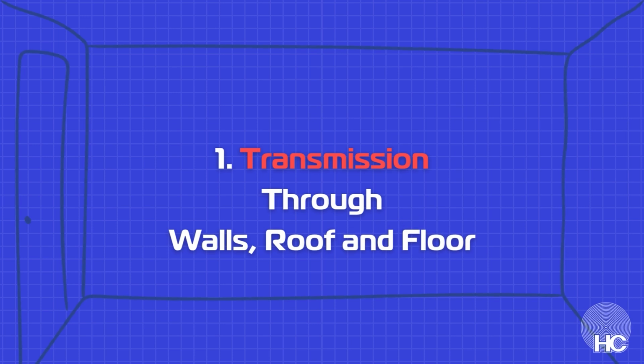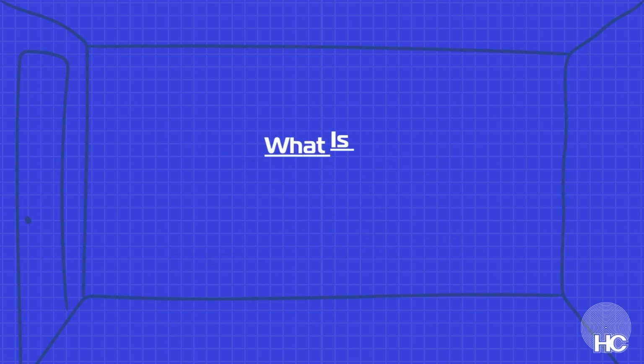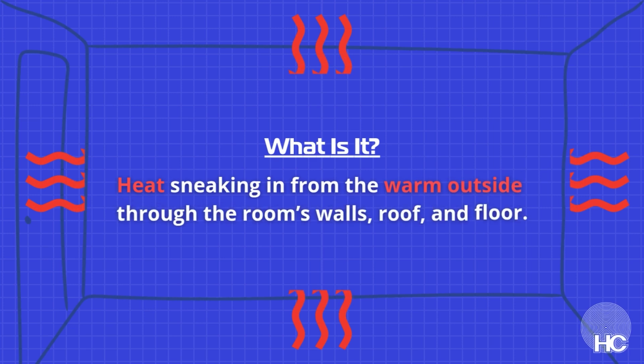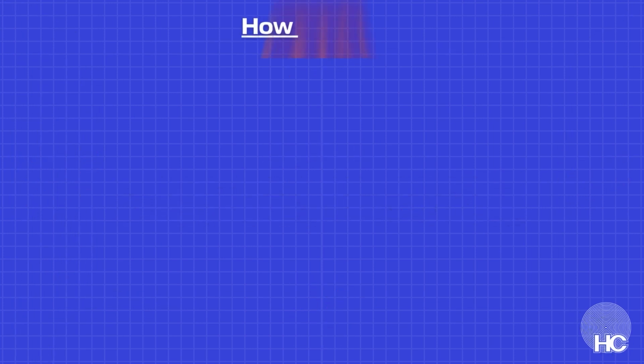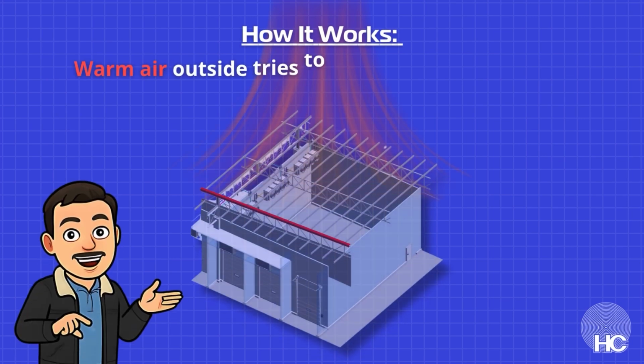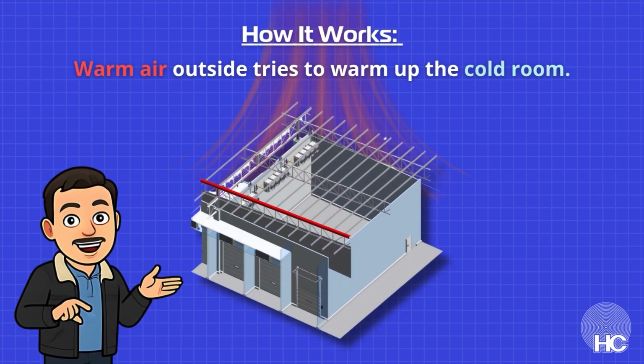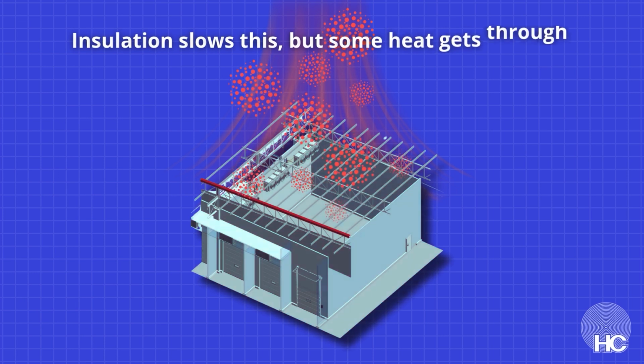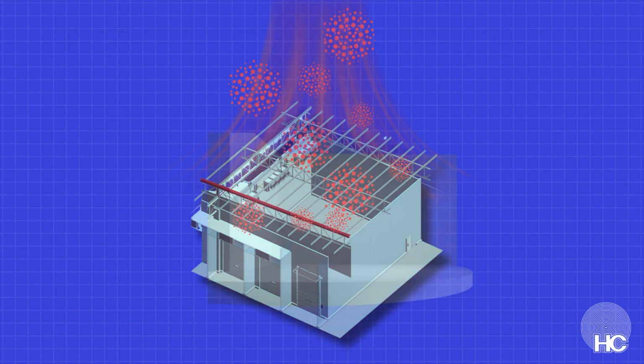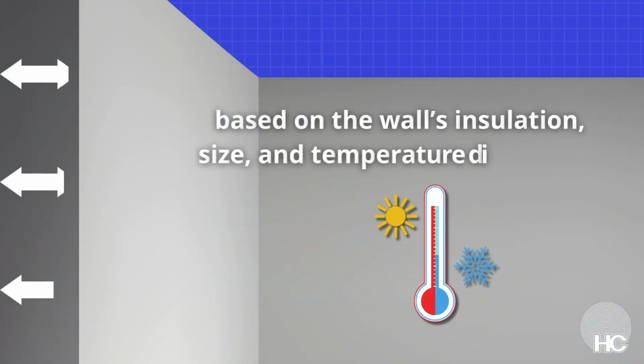Transmission through the walls, roof and floor. What is it? Heat sneaking in from the warm outside through the room's walls, roof and floor. How it works. Warm air outside tries to warm up the cold room. Insulation slows this down, but some heat gets through based on the wall's insulation size and the temperature difference.